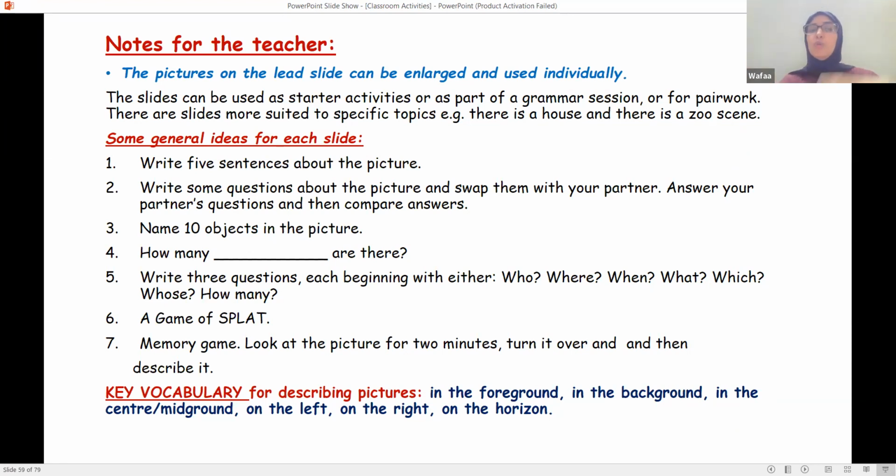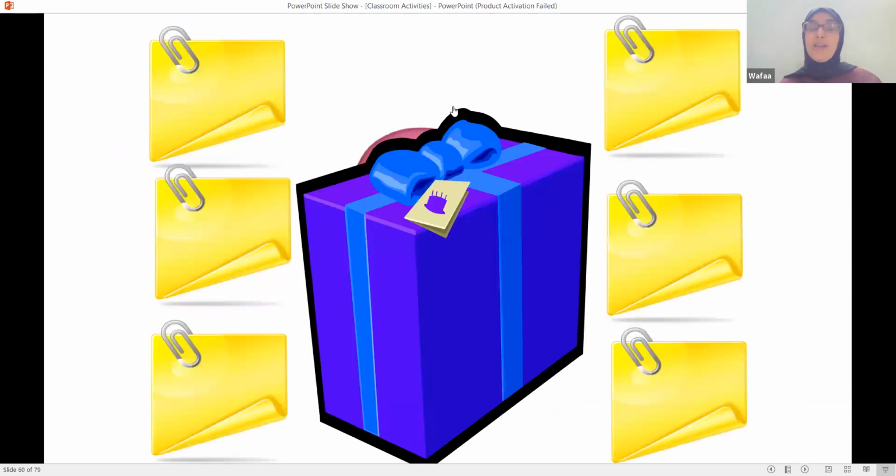So you get them into groups to start writing 5 sentences about the pictures you show them. Also, you can ask them to write questions, okay? And then swap the questions together and they try to answer them. Or you can ask them, like Ms. Shaheen said, naming the objects. Okay, enumerating the objects. And you can ask them how many are there. Write 3 questions each beginning with either who, where, when, or what. Okay. You can play a lot of games. Okay, one more. What's in the box?